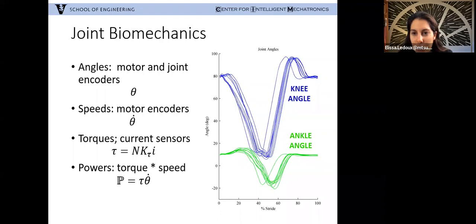But since each stride is roughly 1 second, then this flat line is maybe 10%. So it's about 0.1 seconds. It's not super noticeable if you're not looking at the graph, if you're just seeing them climb in real life.